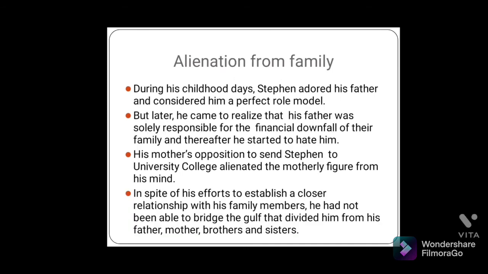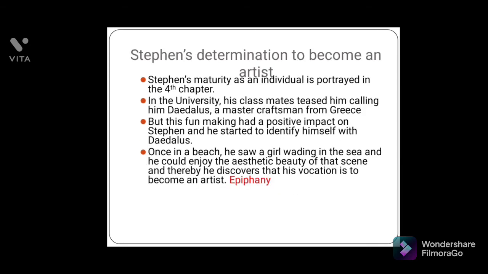Alienation from family. During his childhood days, Stephen adored his father and considered him a perfect role model, but later he came to realize that his father was solely responsible for the financial downfall of their family, and thereafter he started to hate him. His mother's opposition to sending Stephen to University College alienated the motherly figure from his mind. In spite of his efforts to establish a closer relationship with his family members, he had not been able to bridge the gulf that divided him from his father, mother, brothers, and sisters.